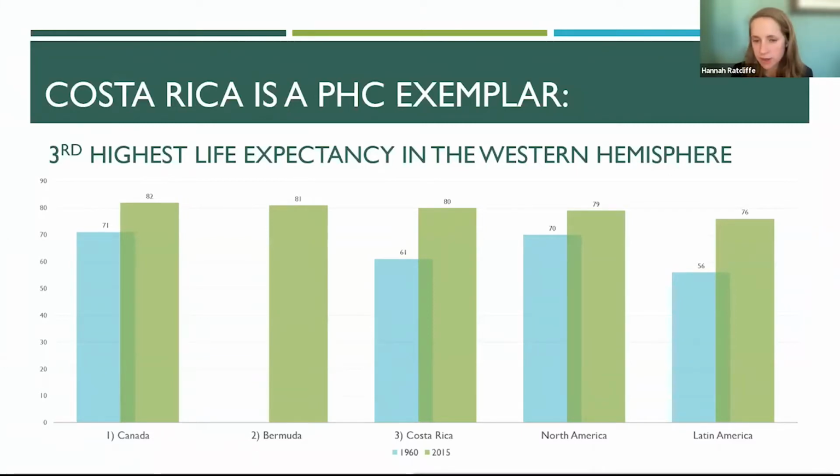So why are we talking about Costa Rica today? Why did Maddie and I and others start on this path so many years ago to understand what's been going on there? The answer is that Costa Rica has really been a primary healthcare exemplar for many decades now. What we're looking at here is life expectancy in 1960 in blue and then in 2015 in green. What we see is that in 2015, Costa Rica had the 3rd highest life expectancy in the Western Hemisphere at 80 years. If you go to the next slide.